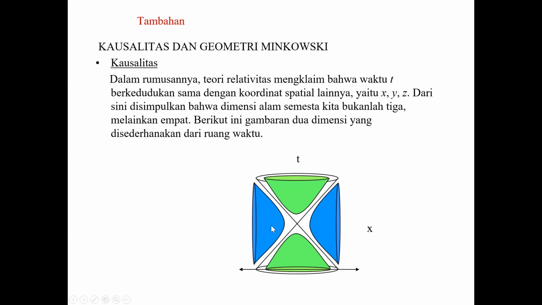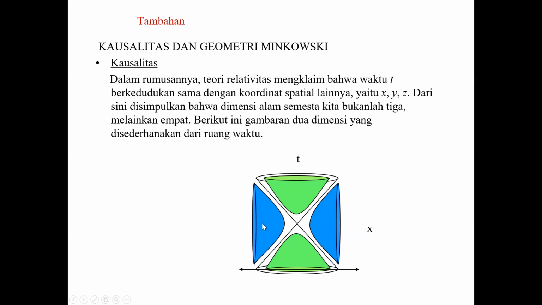Okay. And then the blue one here, we call it the space-like region. This is a hyperboloid. The green one is a hyperboloid. The blue one is also a hyperboloid. But this is non-causal. So this is non-physical.